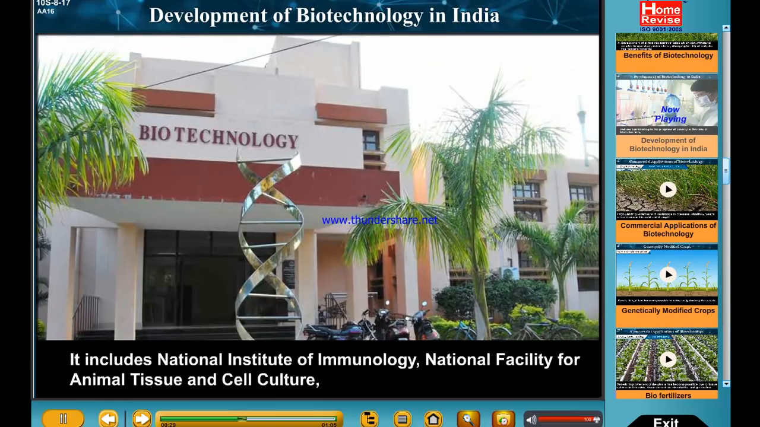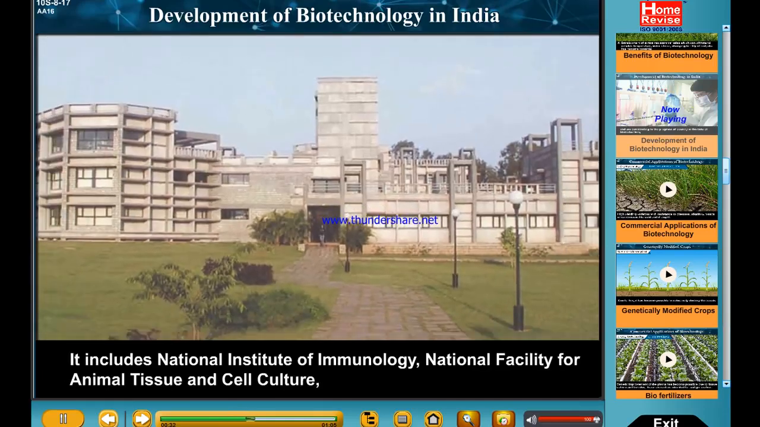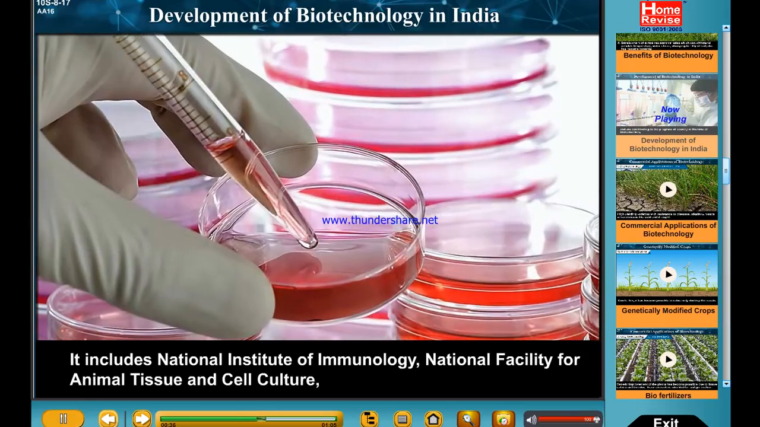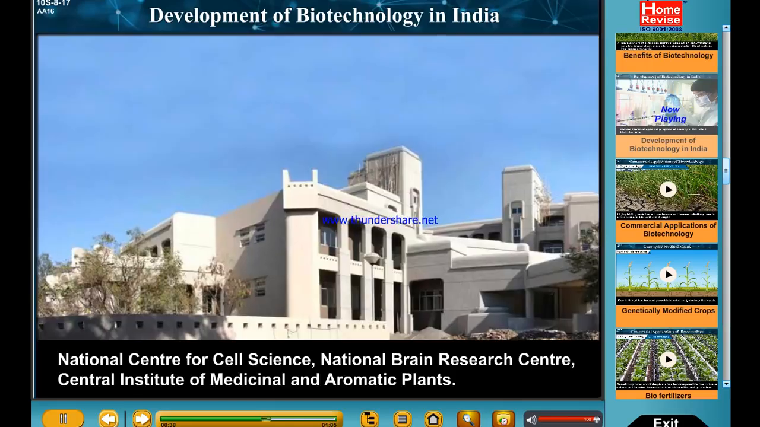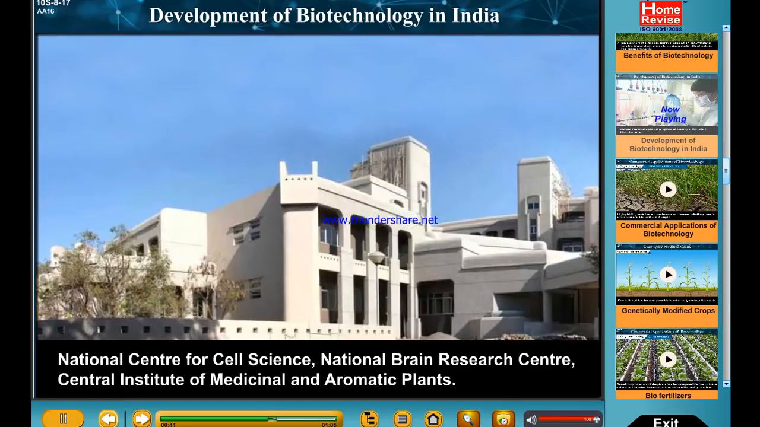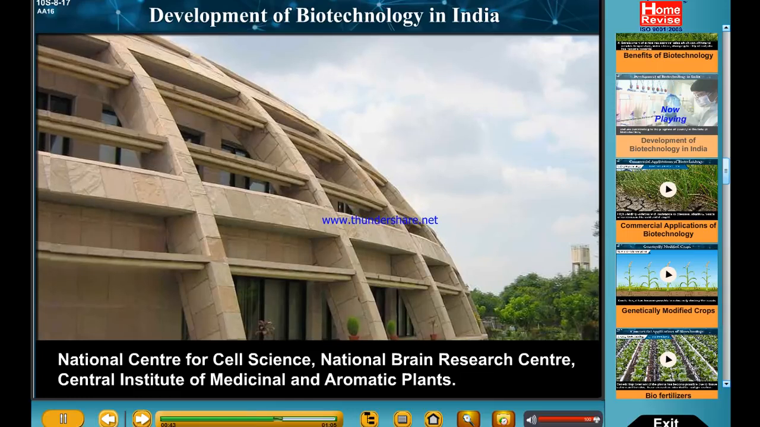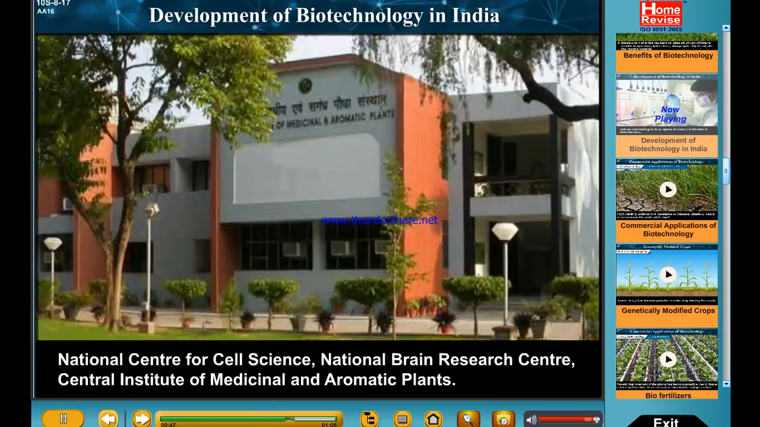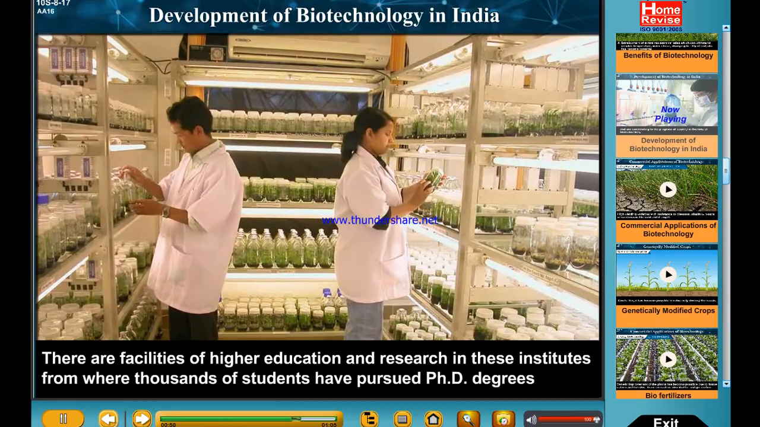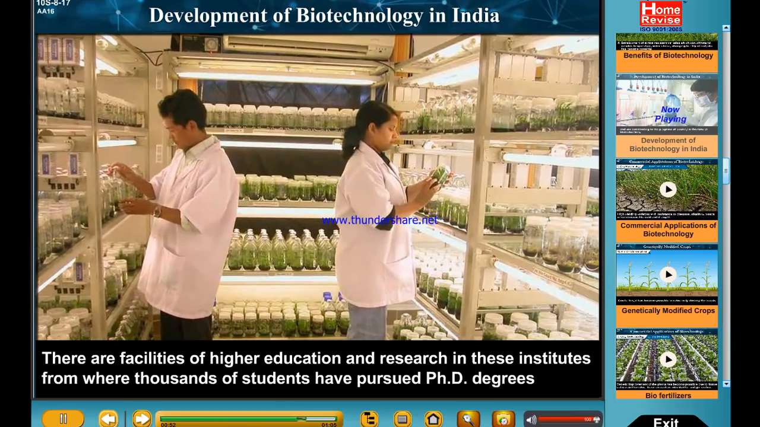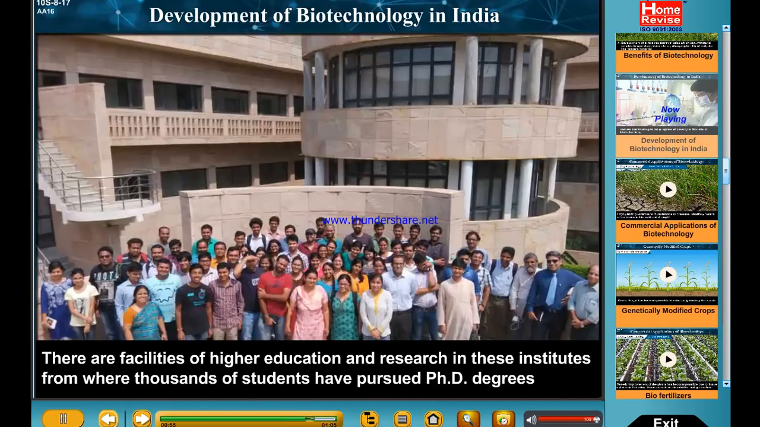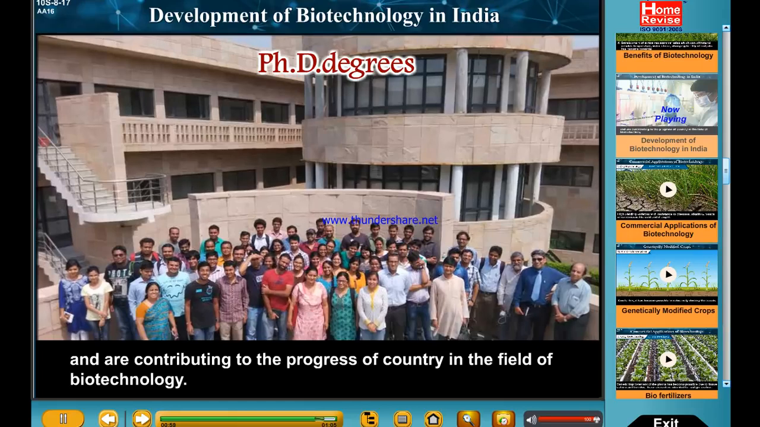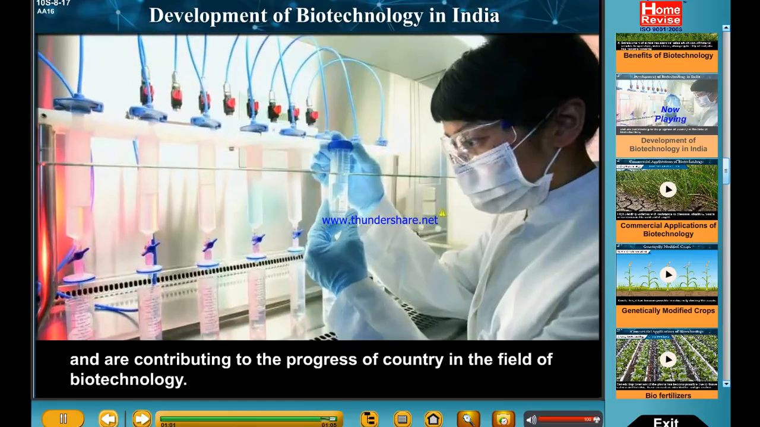It includes National Institute of Immunology, National Facility for Animal Tissue and Cell Culture, National Center for Cell Science, National Brain Research Center, Central Institute of Medicinal and Aromatic Plants. These are facilities of higher education and research in these institutes from where thousands of students have pursued PhD degrees and are contributing to the progress of country in the field of biotechnology.